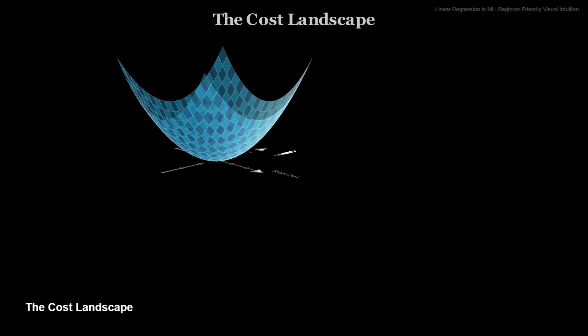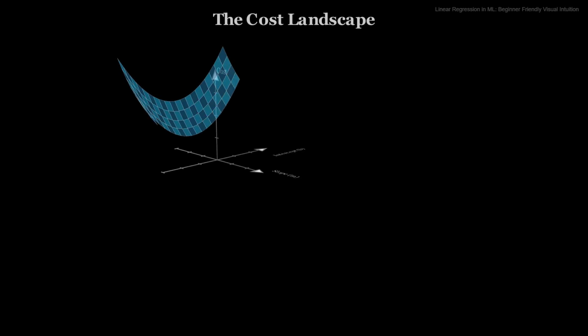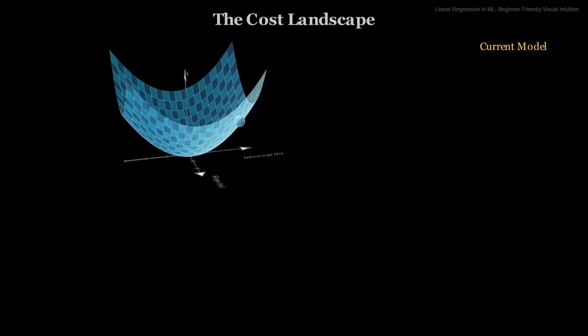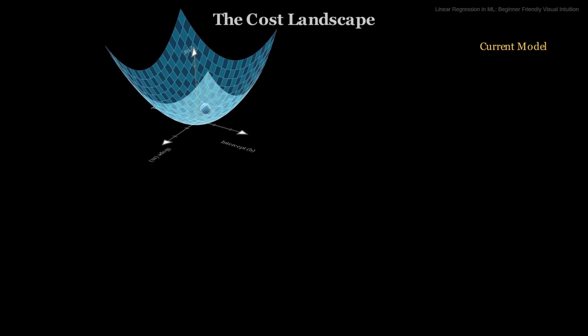Now, imagine a landscape where the two horizontal dimensions represent our b and m values, and the vertical dimension represents the total cost for that specific line. This creates a bowl-shaped surface. Every point on this surface corresponds to a unique line with its own slope and intercept, and its calculated sum of squared errors. Our goal is to find the very lowest point in this cost landscape, the valley floor. This minimum point tells us the ideal m and b values that result in the smallest possible error, giving us the absolute best fit line for our data.